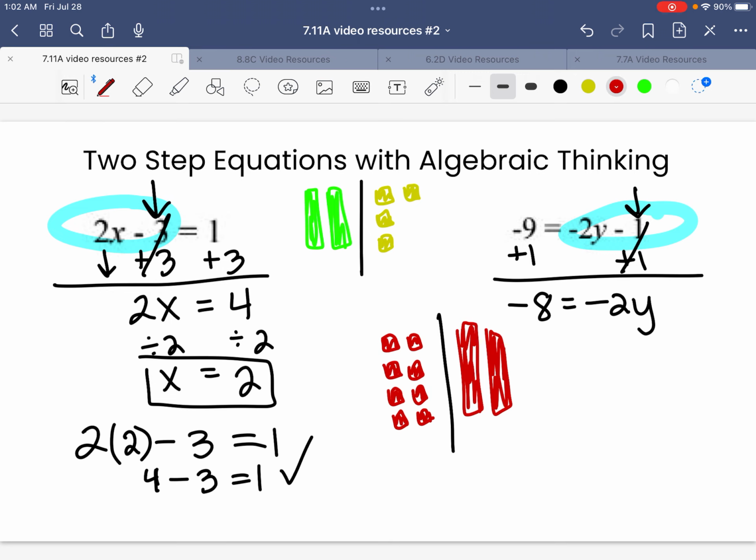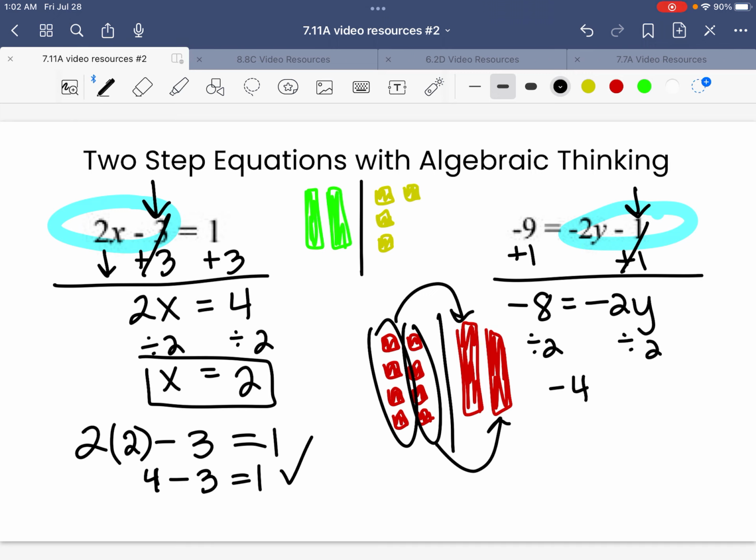And this again is when we would equally share. I would say, hey, these 8 negatives, I can share 4 of them to each negative y. So I'm dividing into 2 different groups. So when I'm dividing into 2 groups, I get that -4 is equal to a -y. But remember what that looked like with our tiles, that -y being equivalent to 4 negatives, that was when we flipped our tiles because we did not want a negative variable.